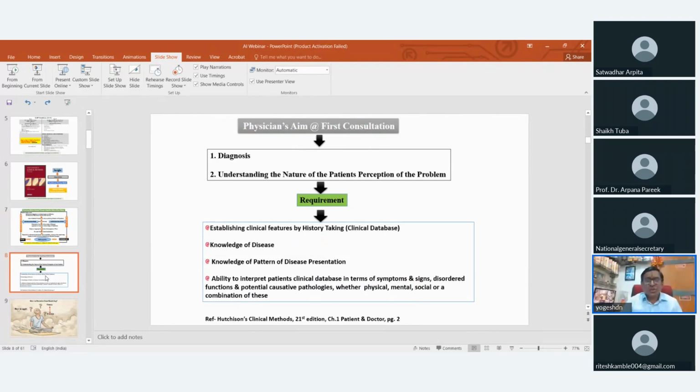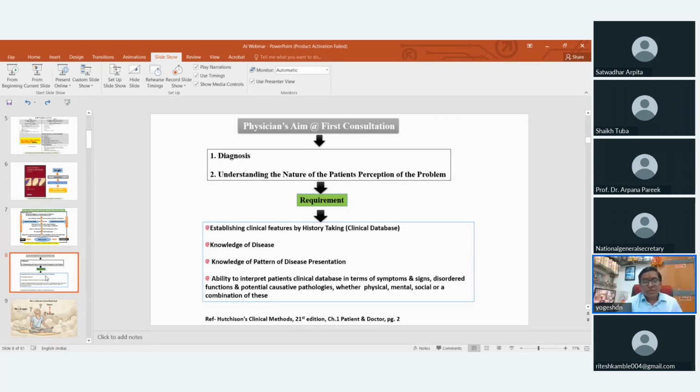So the next page talks about the physician's aim at first consultation. What is my aim when a patient enters into my clinic? What is my aim? First is diagnosis of disease, what it is given in Hutchison, and second is understanding the nature of the patient's perception of the problem. How he looks at the disease condition. What is his perception? What is his understanding about the disease condition? And what are the requirements for that?